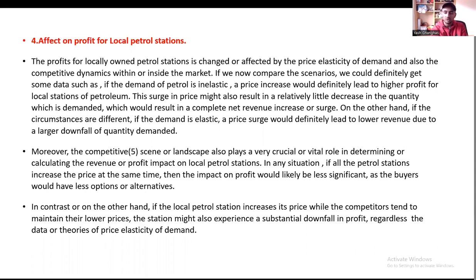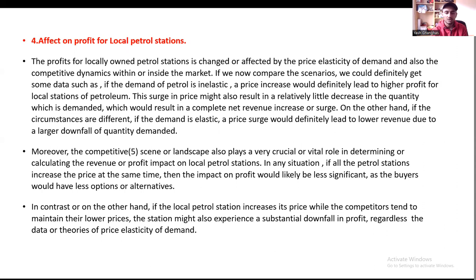If we now compare the scenarios, if the demand for petrol is inelastic, a price increase would definitely lead to higher profit for the local petrol stations. This surge in price might result in only a relatively small decrease in the quantity demanded, which would result in a net revenue increase. On the other hand, if the demand is elastic, a price surge would lead to lower revenue due to a large fall in quantity demanded. So these are some changes in how it's going to affect, whether it's elastic or inelastic.